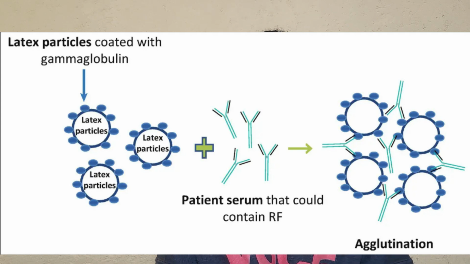So this latex agglutination is applied in detection of pathogens such as Streptococcus or Neisseria meningitidis. It can also be applied in rapid diagnosis of conditions like rheumatoid arthritis.